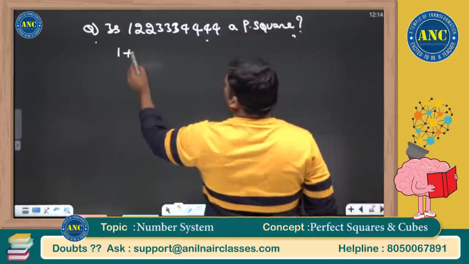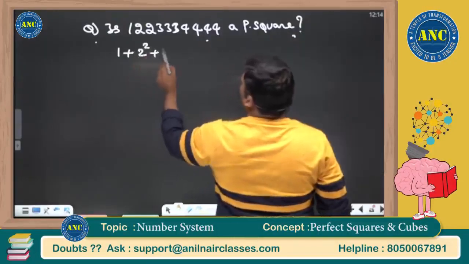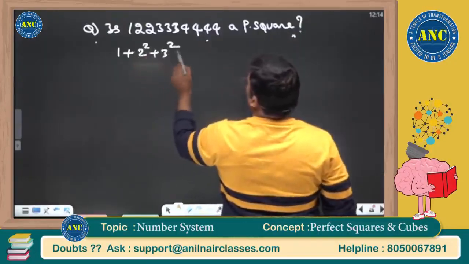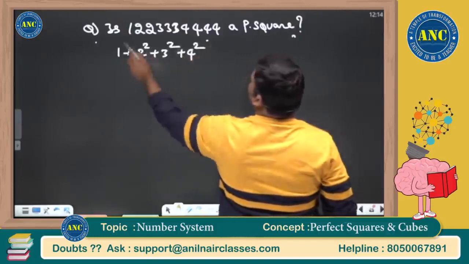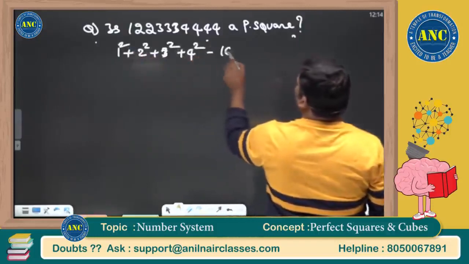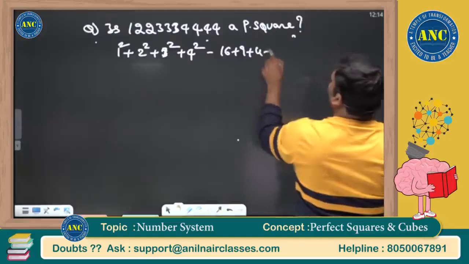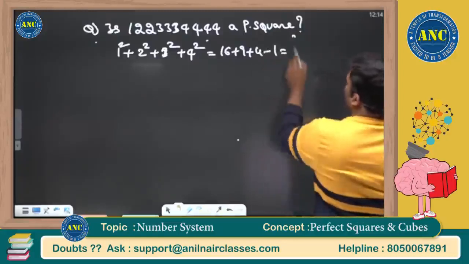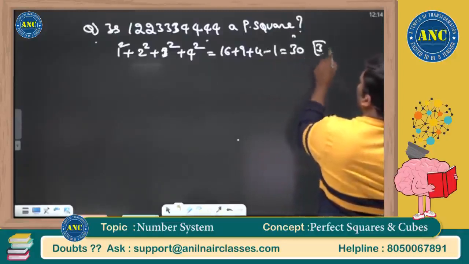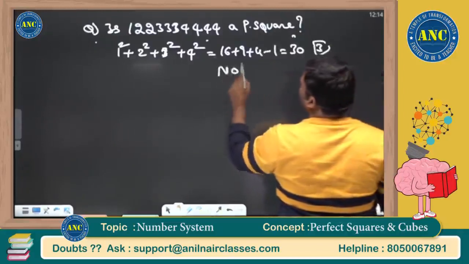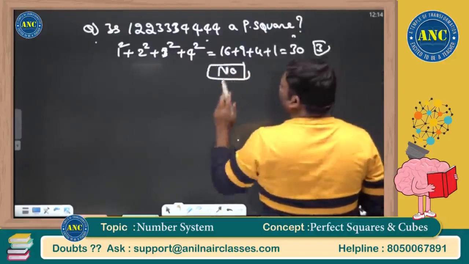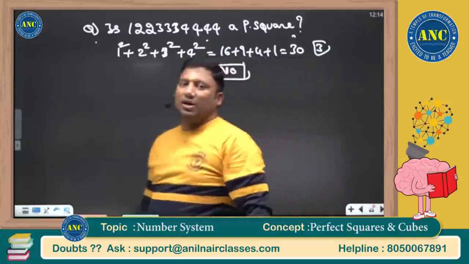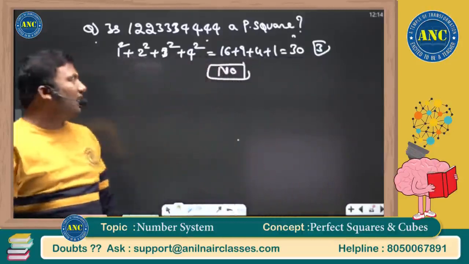This is nothing but 1 plus 2 plus 2 square, 3 plus 3 square. Next is 4 square. This is nothing but 16 plus 9 plus 4 plus 1. This is 30. Again the digital sum is 3. Is it a perfect square? It is not a perfect square. I hope the idea is clear.